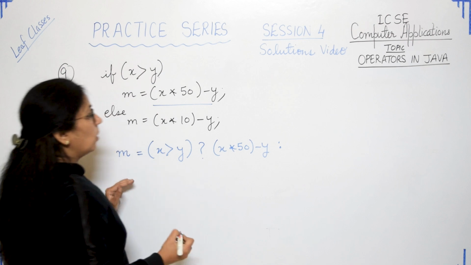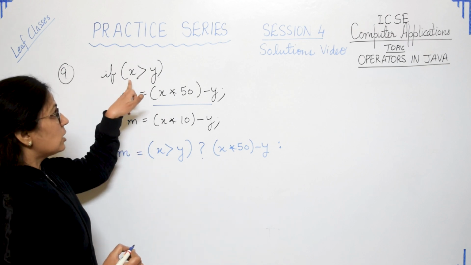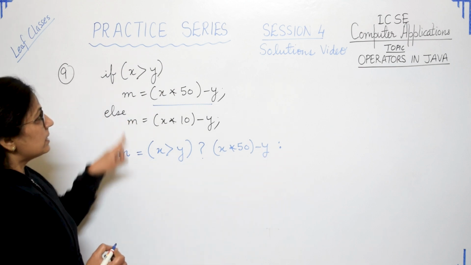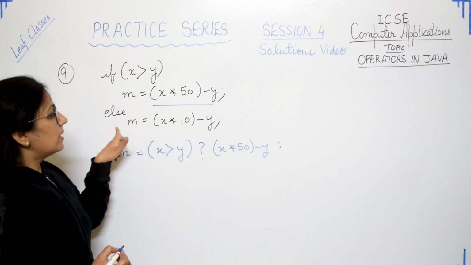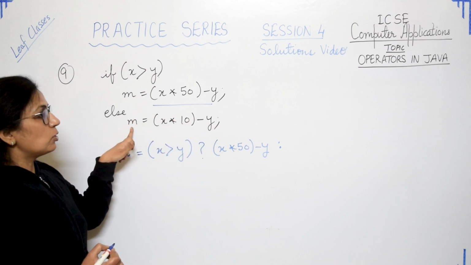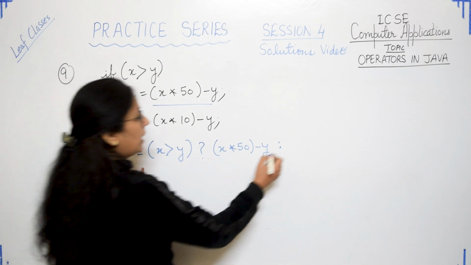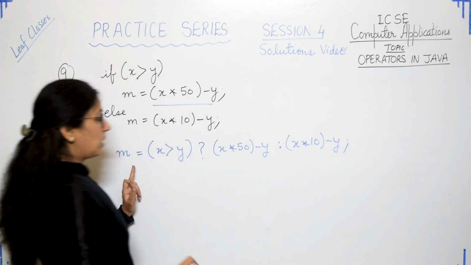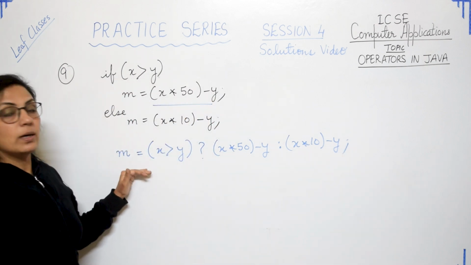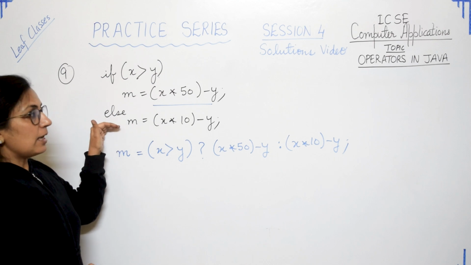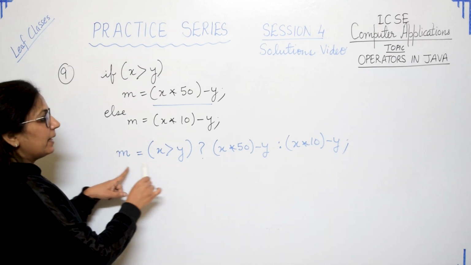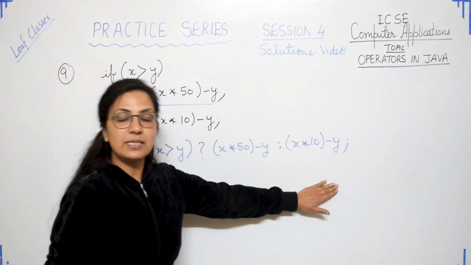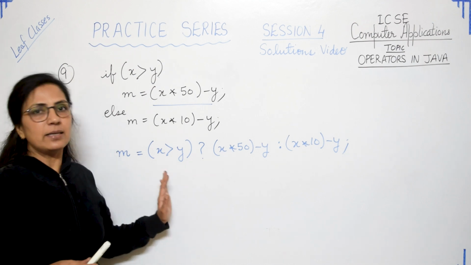And then after the colon, if this condition is found to be false, the value written after the colon will be assigned to m, and according to the given snippet, this is the value which will be assigned to m if this condition is false. So here we will write x into 10 minus y and put a semicolon. So this is how you convert the given snippet from if to ternary. Variable name equals condition, question mark, true statement, colon, false statement and semicolon. Just give a little practice and this is very simple.